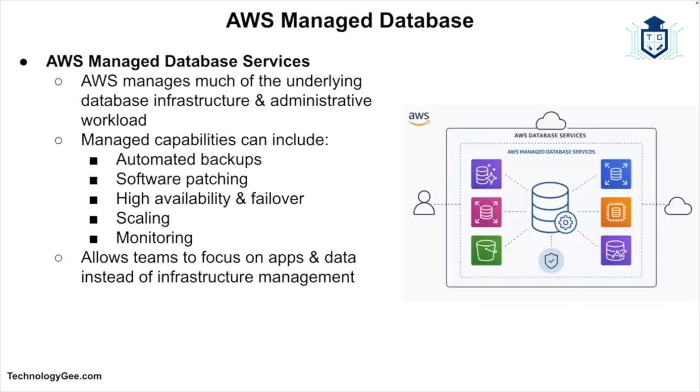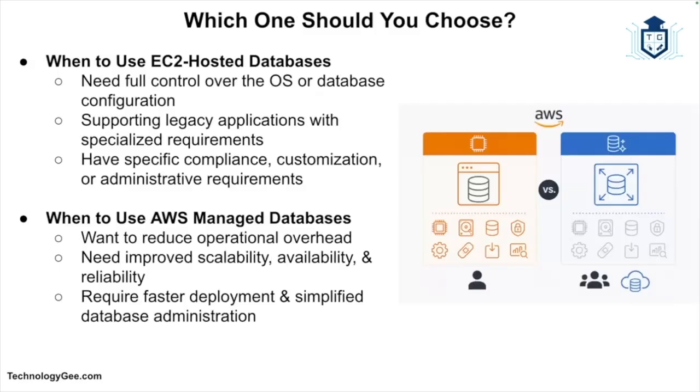And then you have option two, and this is AWS Managed Database Services. And this is where AWS shines. So instead of managing the database yourself, AWS handles the automatic backups, the software patching, high availability, failover, scaling, and monitoring. And you just basically focus on the application and not maintaining and setting up the infrastructure. So exactly which one of these should you choose?